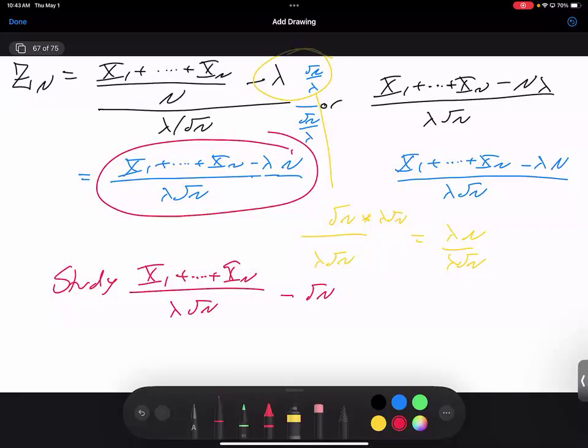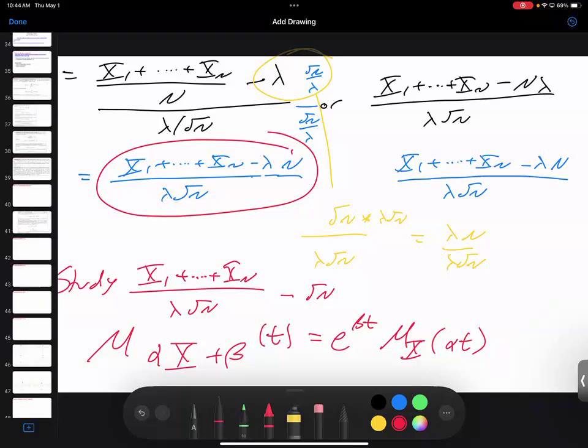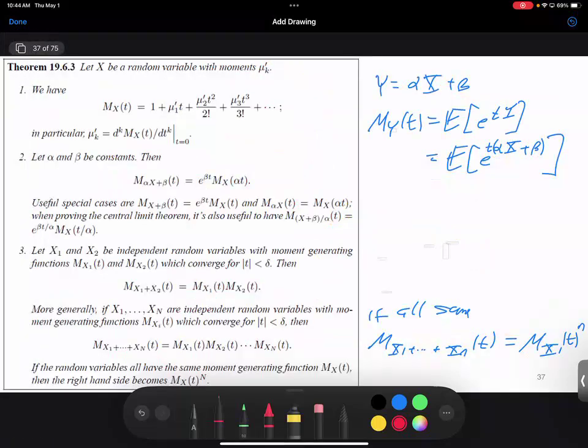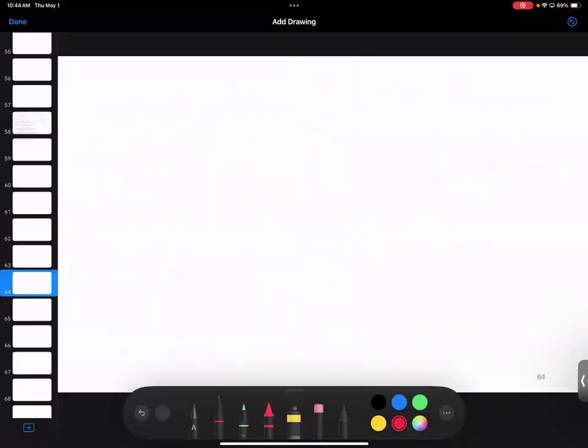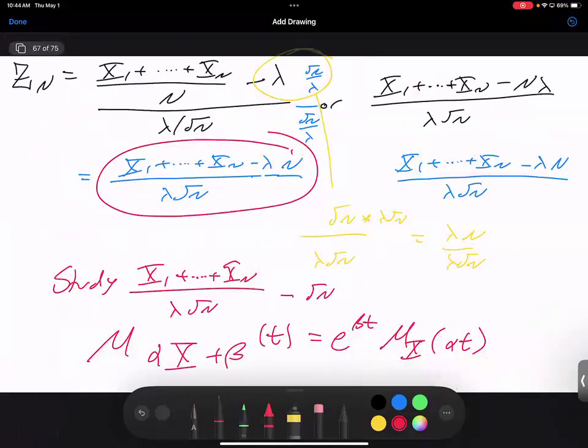So there's lots of ways of looking at it. And I'm trying to write something of the form alpha x plus beta, because the moment generating function of alpha x plus beta is just going to be e to the beta t, the moment generating function of x at alpha t. So that was one of our results from before. So if I have the moment generating function of alpha x plus beta, it's e to the beta t times the moment generating function of x evaluated at alpha t. So going to what we have over here, we have to figure out what is alpha, what is beta.